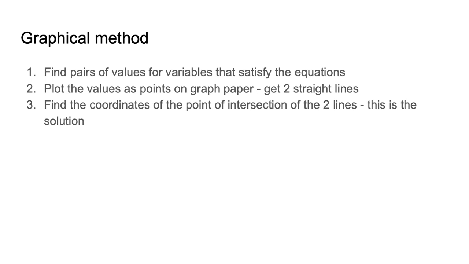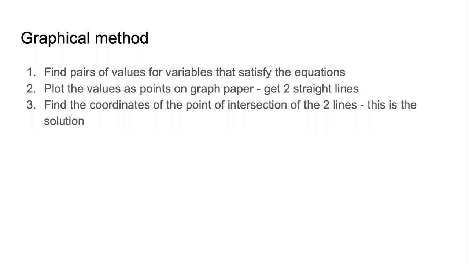If you want to summarize the graphical method, this is how I would write it. These are the 3 points I would say. First, we find pairs of values for variables that satisfy the equations. So we are in linear equations in two variables, simultaneous linear equations. We have already understood that we need at least two equations and at least two distinct equations. So for each of those equations, we will find pairs of values that will satisfy the equations.